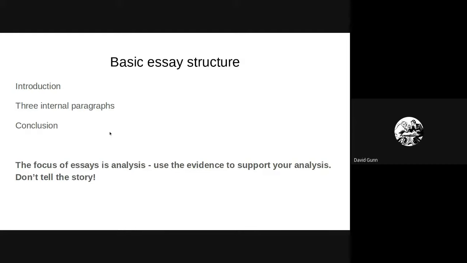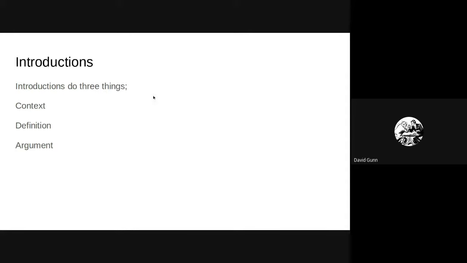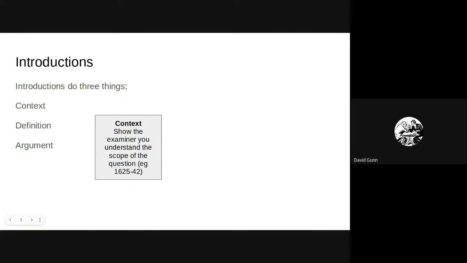So on to the introduction. Introductions need to do 3 things for A-level history essays. You need to give context. You need to give a definition, and you need to give your argument. So what do we mean by context? Context is showing the examiner that you understand the scope of the question.